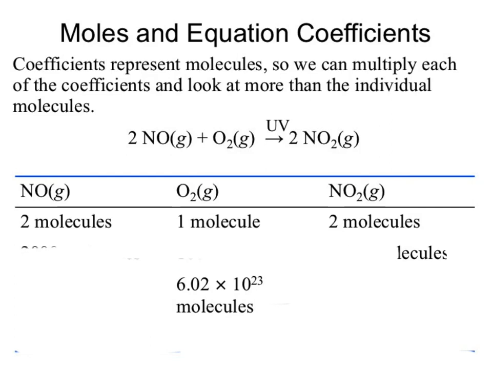So let's erase that line. How do I scale from one molecule to 6.022 times 10 to the 23rd molecules? I multiplied by 6.02 times 10 to the 23rd. So what should I do for NO? 2 by 6.02 times 10 to the 23rd. And what happens? I get 12.04 times 10 to the 23rd.